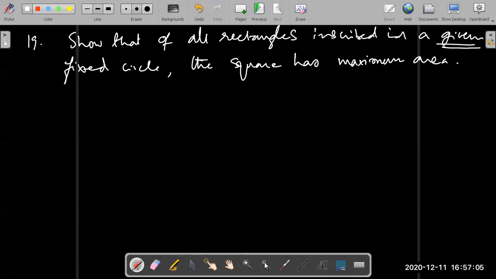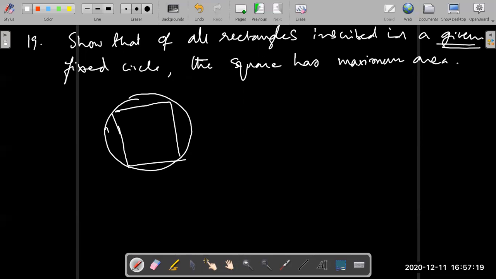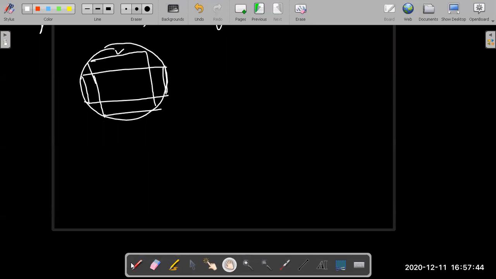So that means if I draw a circle, you can have different types of rectangles. This can be one rectangle, this can be one rectangle. So you can have many rectangles like that. Of all the rectangles, one square like this shape is the one which can have maximum area, is what we need to be proving. So in this question, he is not asking what is the side, nothing is asked. So we have to assume first.